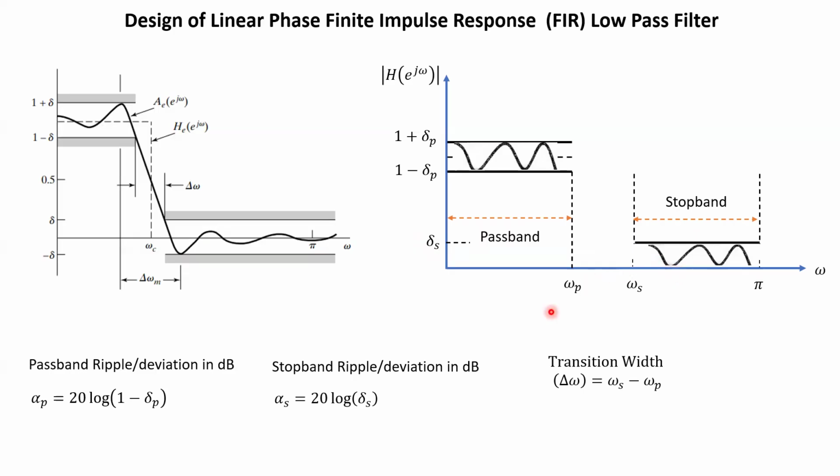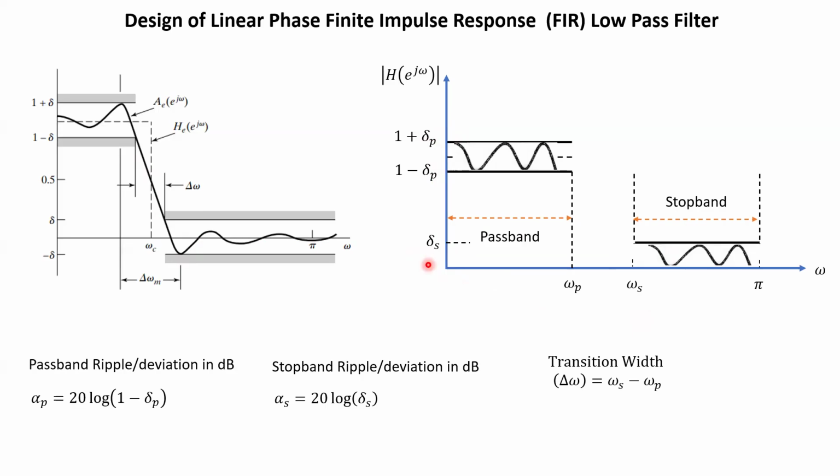Normally you will find in the books that generally this ripple factor delta p and this delta s are both almost equal. So if this delta p is, let us say, 0.01 or 0.1, then this delta s is also around 0.1. These values are normally equal. Here we will be taking certain examples to understand this problem.